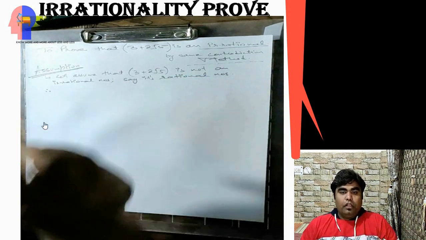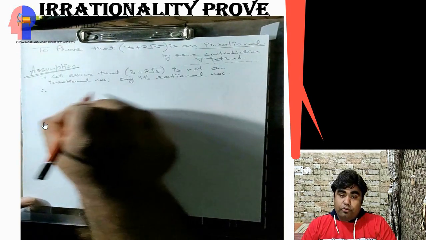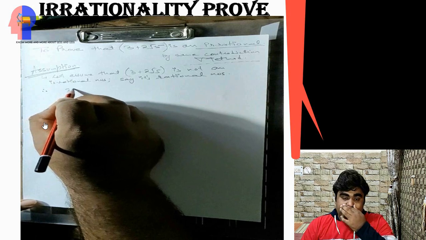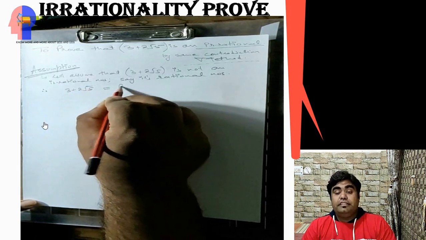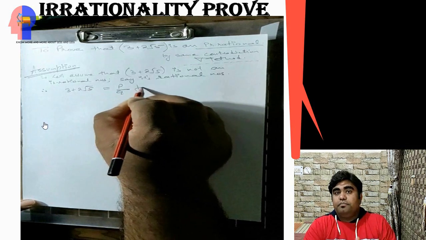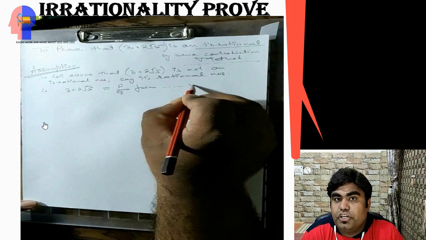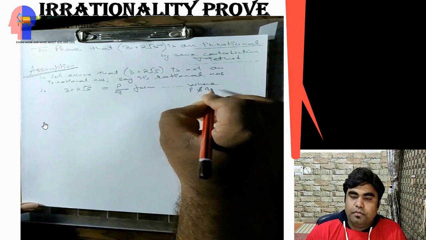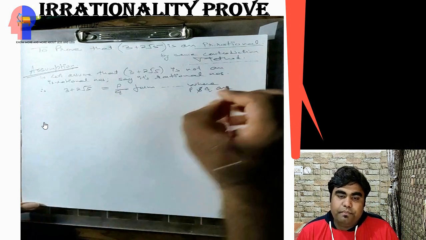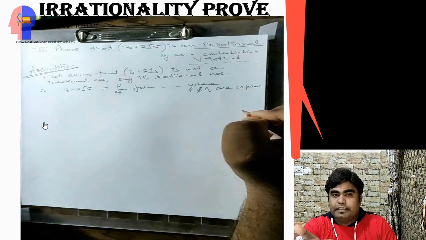So 3 plus 2 square root of 5, we have assumed that it's an irrational number. Another way of saying that, we can say it's a rational number, because if something is not an irrational number and it is a real number, then it is actually a rational number. So we have considered that 3 plus 2 square root of 5 is not irrational, or in another sense, it's a rational number.